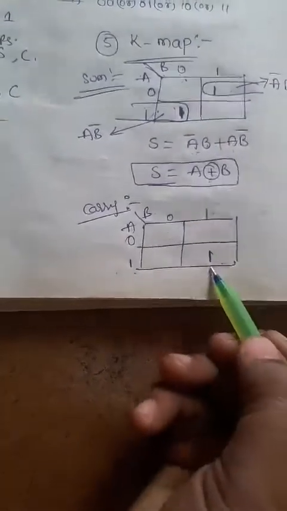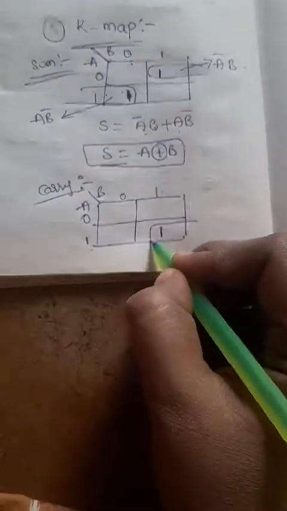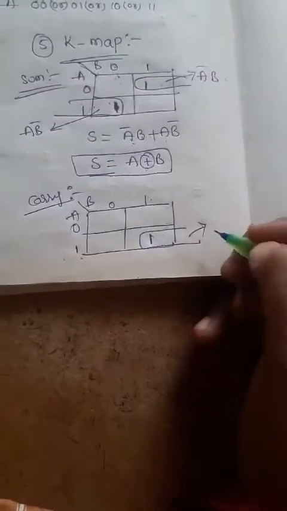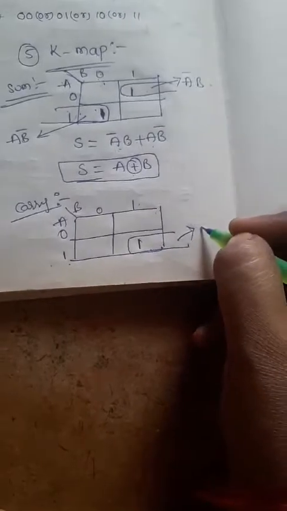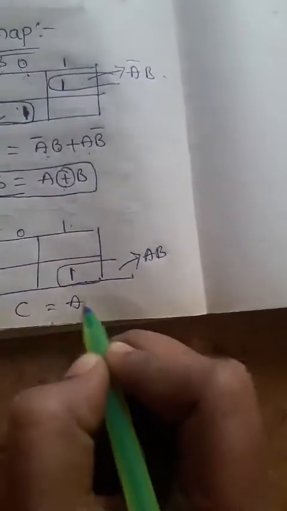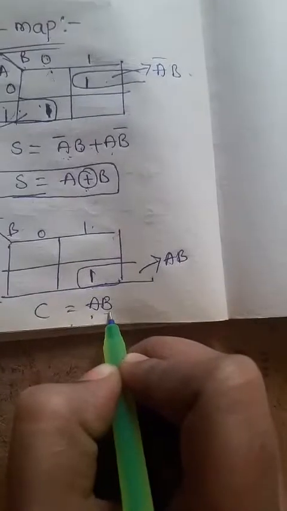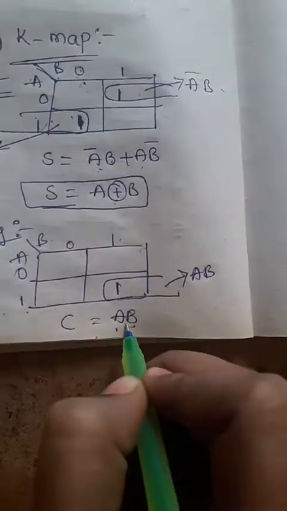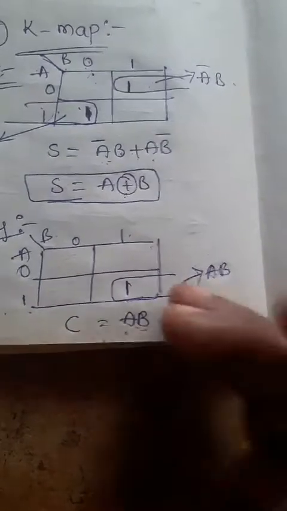That means sidewise A is 1 and topwise B is 1. So here we are getting that possibility. There is only one possibility from this carry, so both will be normal, meaning AB. The function becomes carry is equal to AB. Between A and B, which operator do we have? The dot operator, which is nothing but the AND gate.